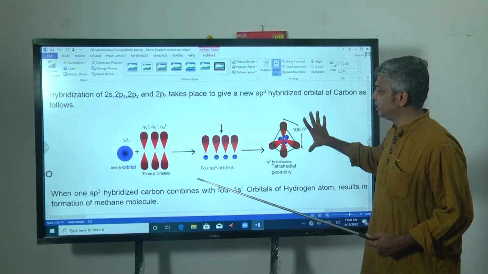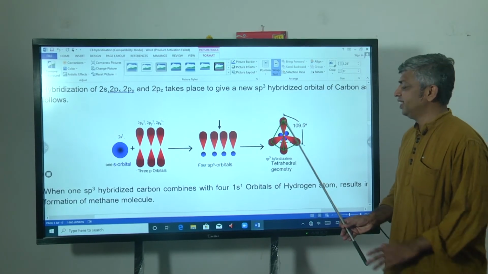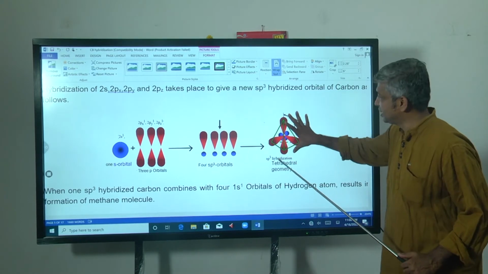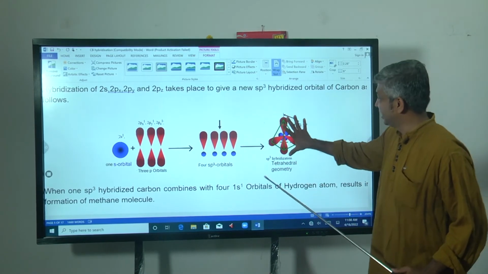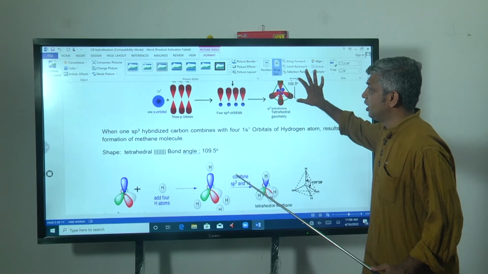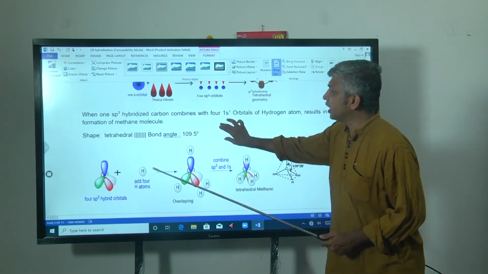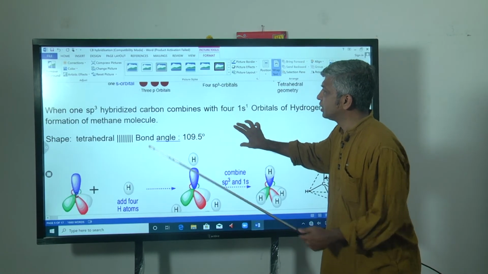I think up to here we discussed in the hybridization part. So you are getting the production of sp3 tetrahedral carbon. You are getting this, which we discussed. And in this diagram, I'm just changing the color in the next part. Whenever considering the methane molecule, one sp3 hybridized carbon combines with one sp3.